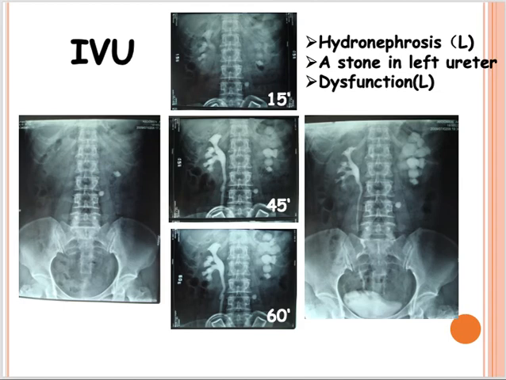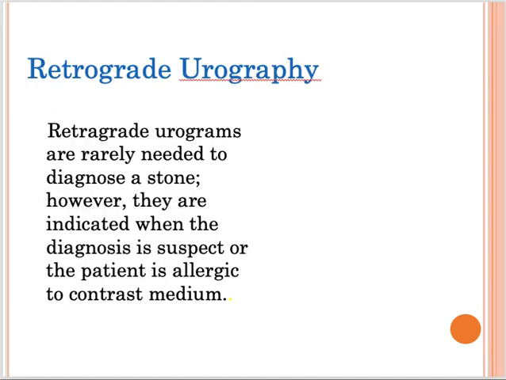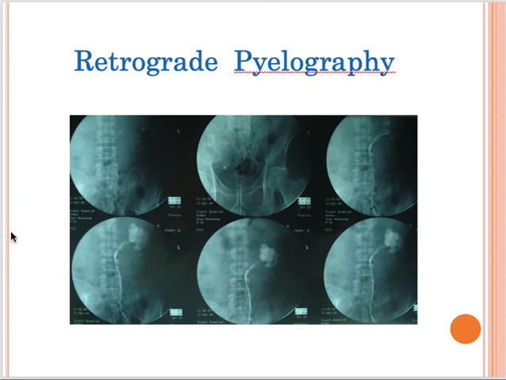Okay, other than that, we can go for retrograde urography. Of course, in this one, we can give the dye, and then we can take the films. Okay, but it is retrograde, so of course, the dye is given, you can see over here. These are the photographs of retrograde pyelography.